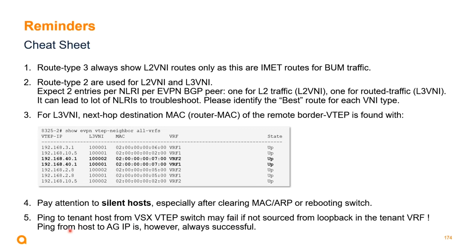You may also see that the ping from the host to the active gateway IP will always be successful because it will hit the first VTEP, and that one will always be successful. However, from a particular VTEP that is not necessarily the connected VTEP where the host is located, as this is a distributed gateway, the ping might fail if you do not have loopback. Very important to take that into account while you troubleshoot.